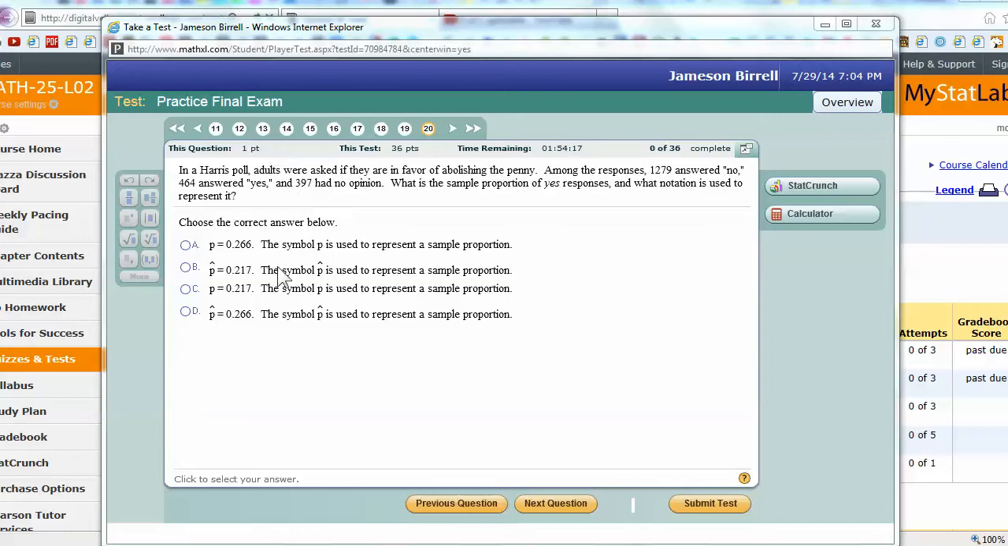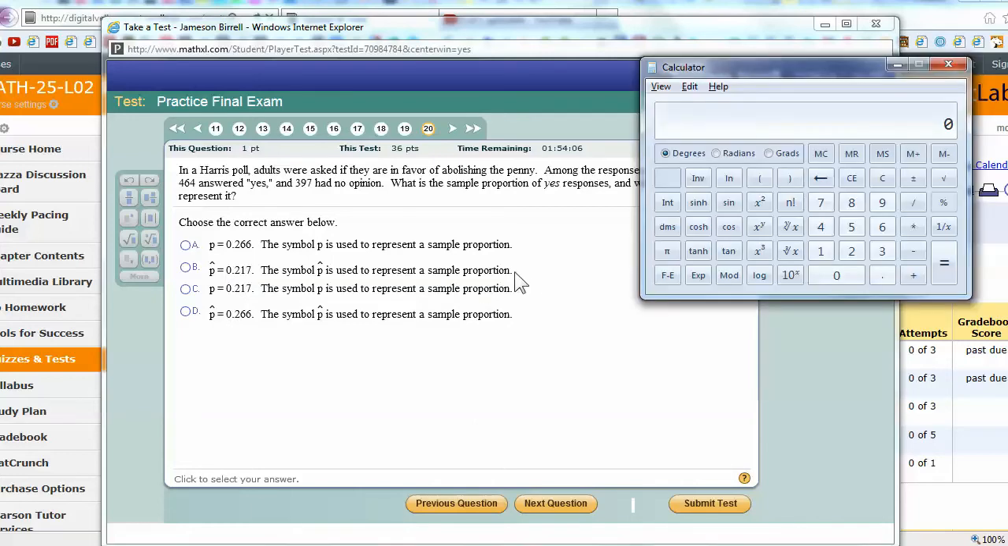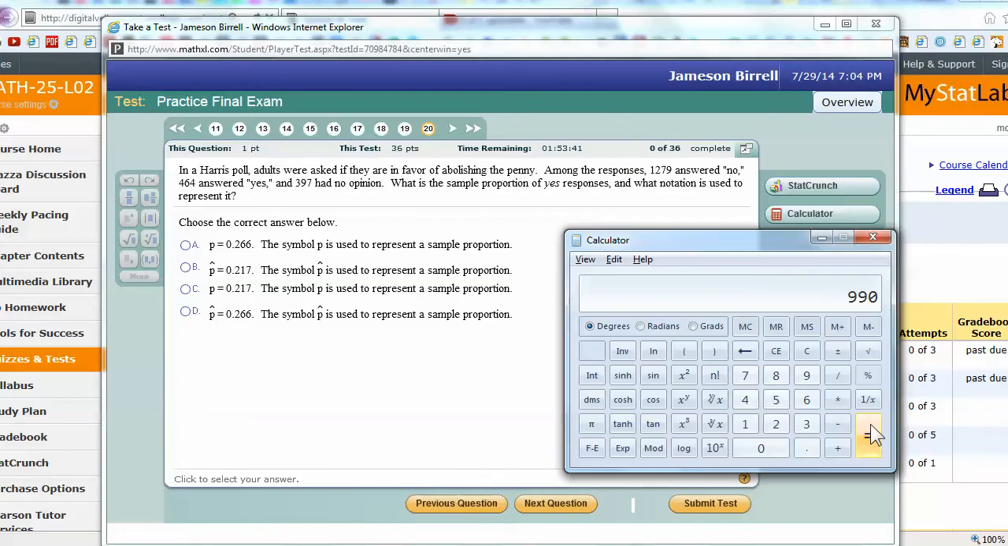So I know for sure it can't be A and it can't be C. It's got to be either B or D. And let me just pull up my calculator really fast and do this. All right, so that's a total of 990, which means I'm going to take 464 and divide by 990. Wait a minute. Hold on. It can't be 990 if I've got 1279 just of the no responses. Let me double check that.